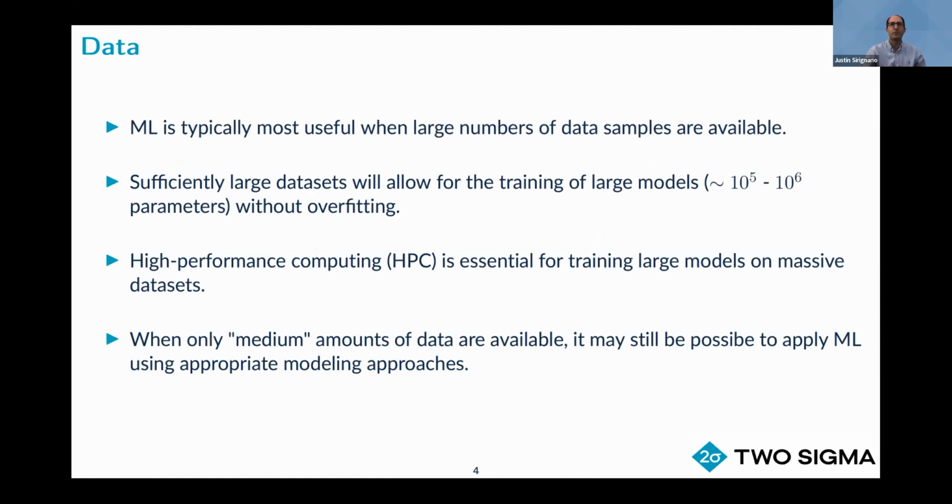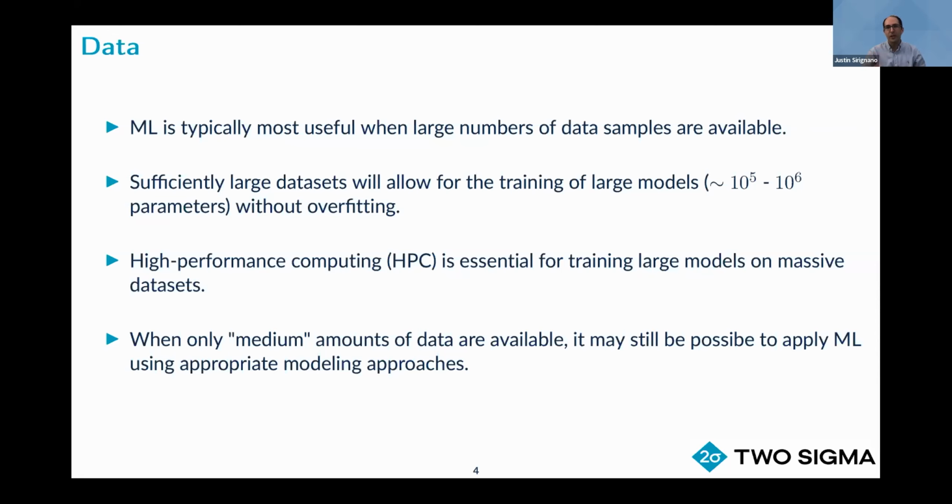Machine learning is typically most useful when large amounts of data samples are available. Deep learning models can have hundreds of thousands or millions of parameters. This leads to a model with the power to represent complex, high-dimensional relationships in the data. On the other hand, the large number of degrees of freedom can lead to overfitting if there's insufficient data. High-frequency financial data sets have many billions of data samples, and high-frequency modeling is the financial example that we will focus on in this presentation.